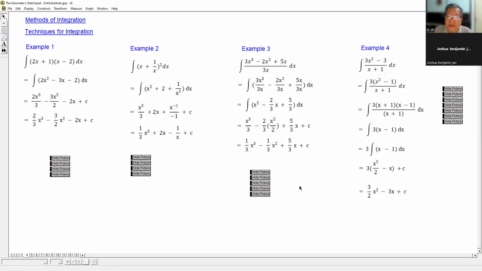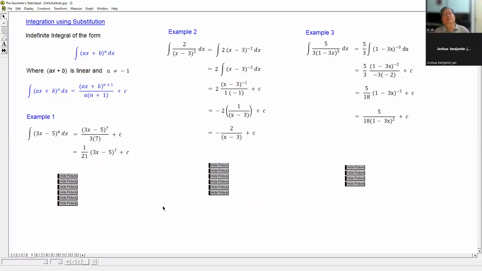There is integrate term by term, and if you cannot integrate term by term, you have to expand them into term by term, then you integrate. So if you cannot integrate straight away, you have to divide first. Divide, cancel away the common factor, then only you integrate them term by term. So these are the methods that we have learned to integrate a function. But sometimes the function is very complicated.